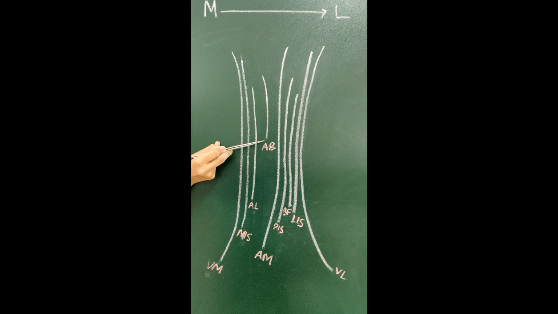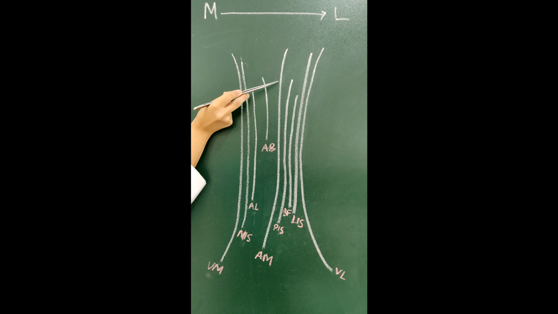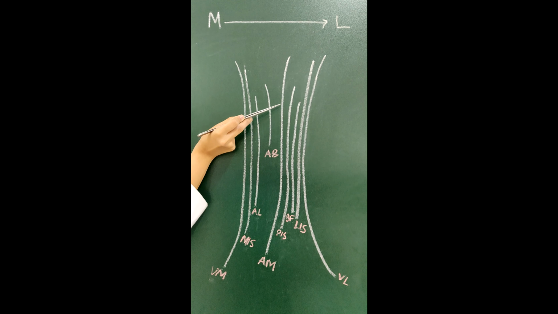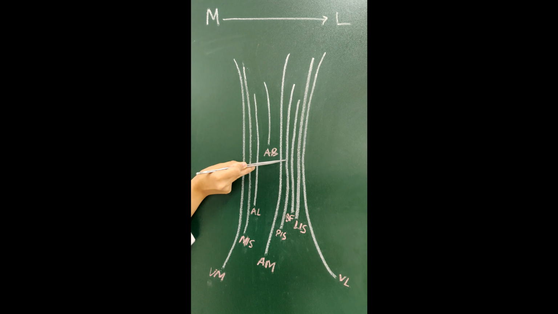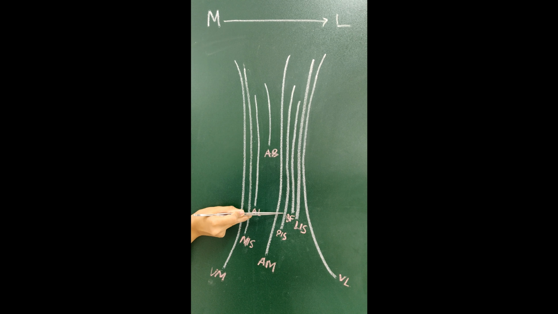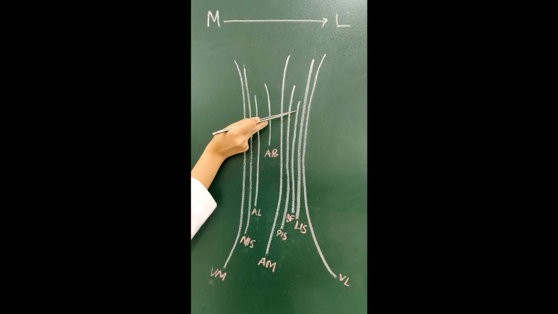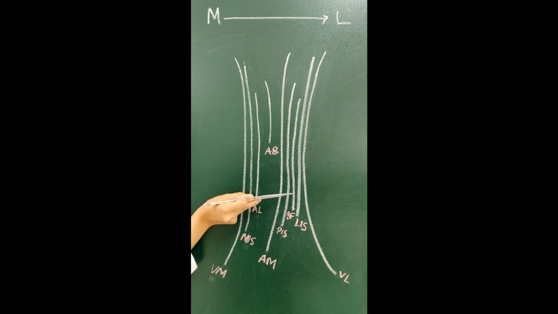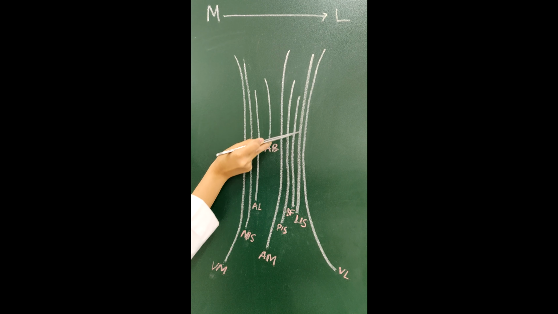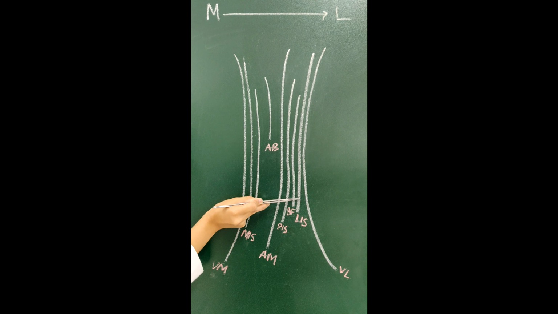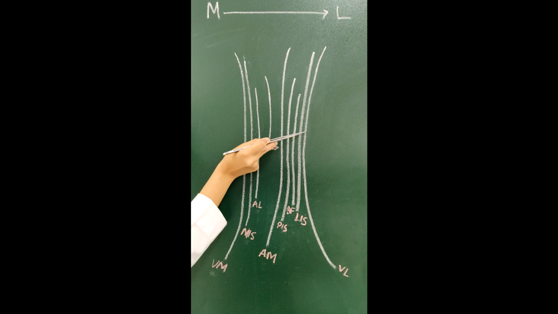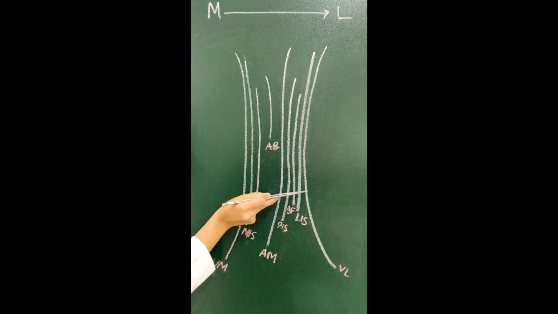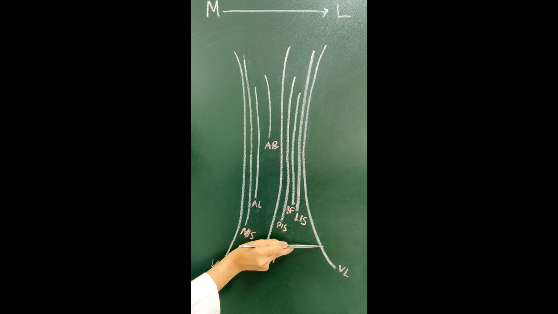adductor brevis muscle, then the adductor magnus muscle, then we have the posterior intermuscular septum, then we have the short head of the biceps femoris, then the lateral intermuscular septum, and the lateralmost, on the lateral lip of the linea aspera, we have the vastus lateralis.